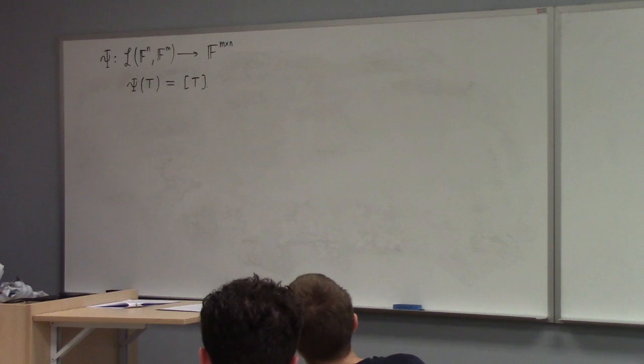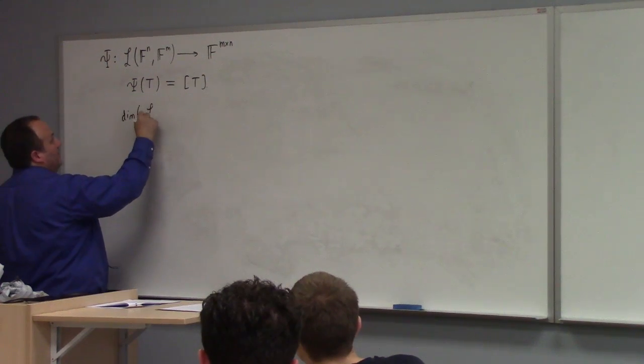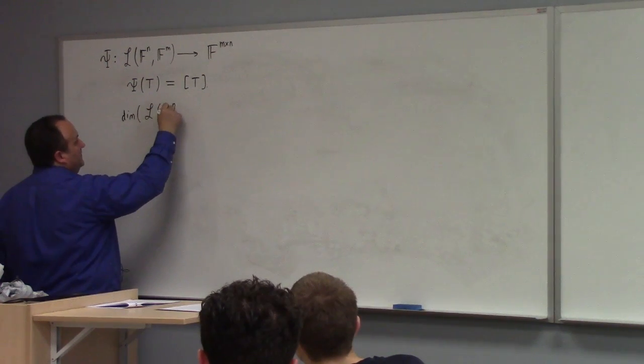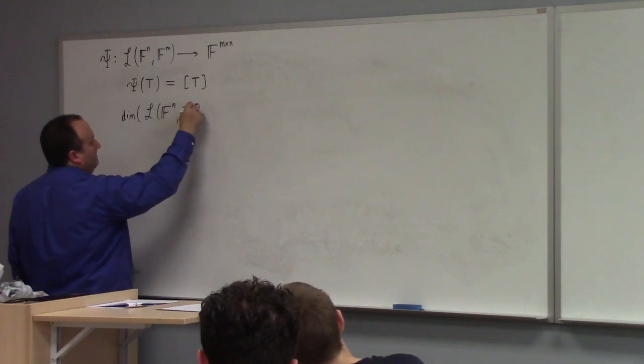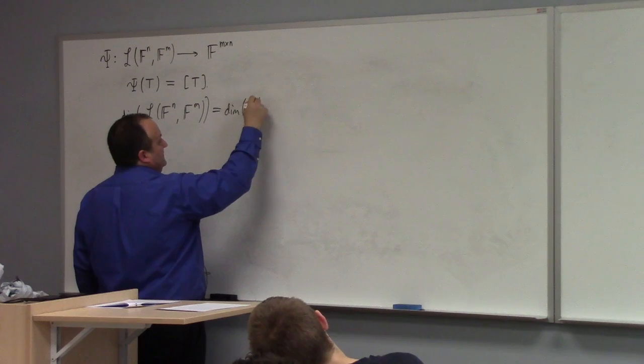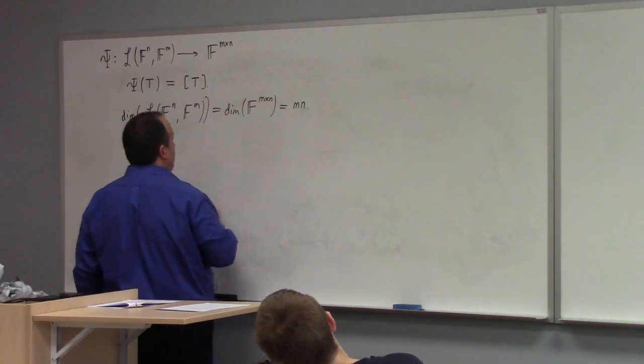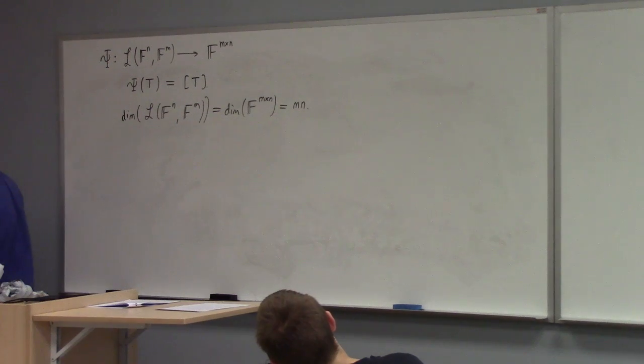And among other things, this proves the dimension, right? What's the dimension of the set of all linear maps from Fn to Fm? Well, it's equal to the dimension of this, which, by the way, is m times n, right? How do I know that? Well, we can look at the matrix unit basis, right? So the matrix units, the E_ij's.